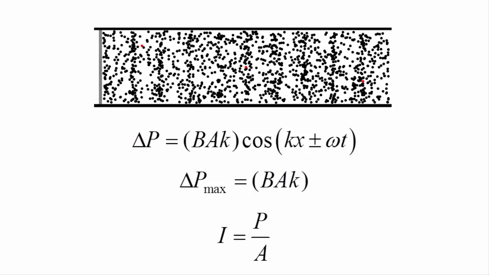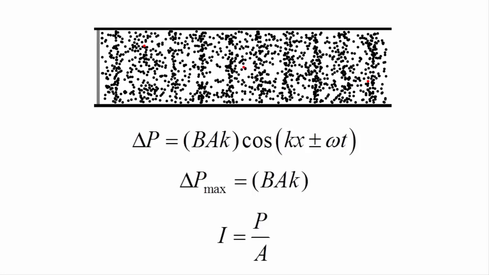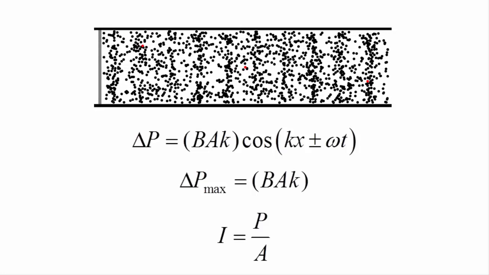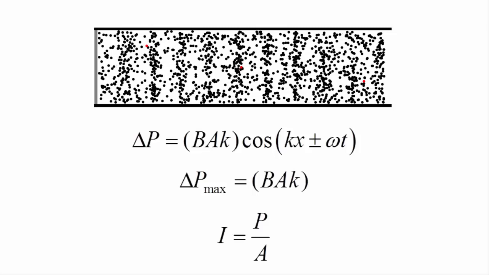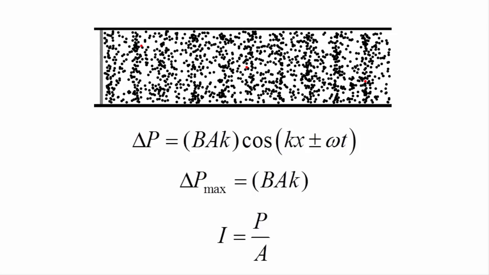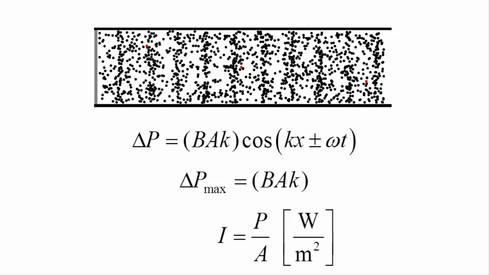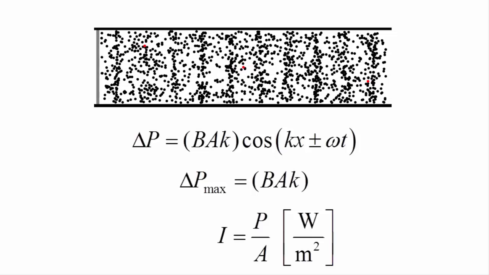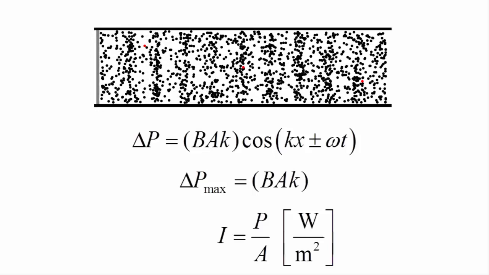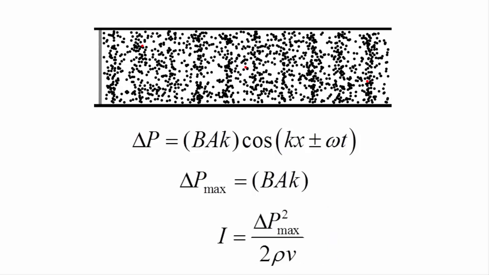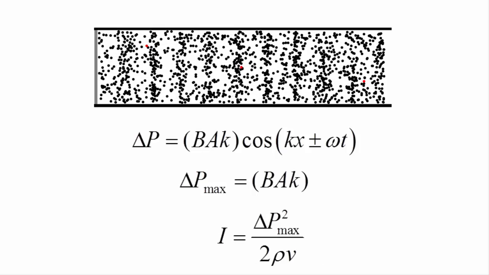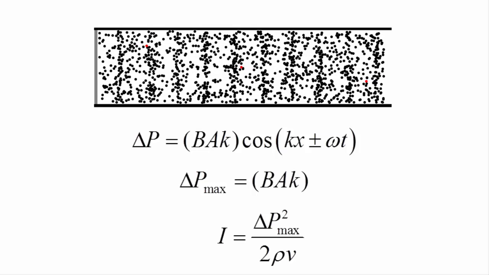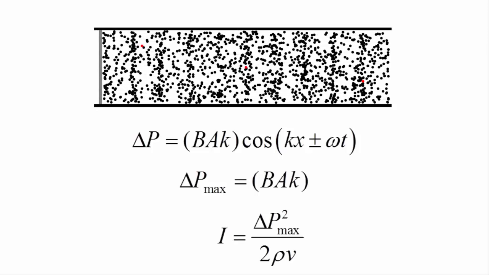We've already introduced the concept of power in the energy and momentum chapter. Power is a rate of energy use and has a unit of joules per second, or the watt, while area has a unit of meters squared, so intensity has a unit of watts per meter squared. In terms of the sound pressure, it can be shown, but not here, that the intensity of the sound can be expressed as the square of the maximum change in pressure divided by twice the product of the density of the medium which the sound is traveling in with the speed of the sound wave.